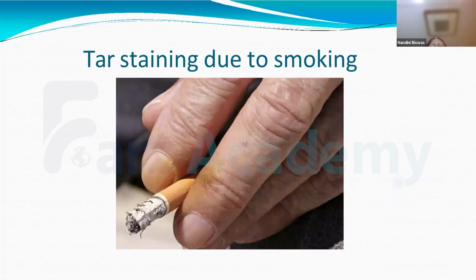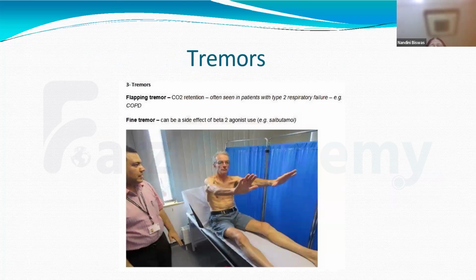Is there tar staining, or what we commonly call nicotine staining of the fingers? So as you examine the hands, see if there's any yellowish discoloration of the fingers. Look for flap. There can be fine tremor which can be related to the beta 2 agonist. There can be a flapping tremor which can be related to type 2 respiratory failure or chronic carbon dioxide retention, which is very typical of COPD.